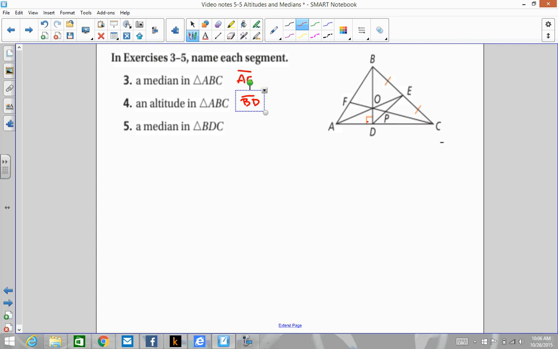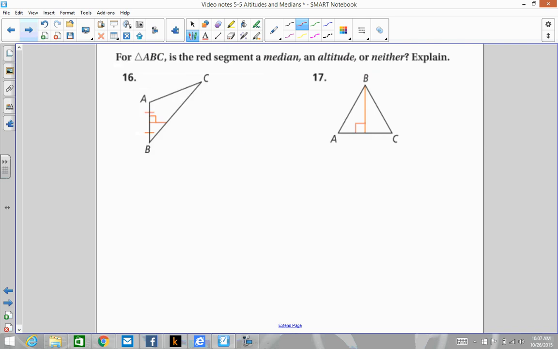And then finally the median for BDC. Now we change our triangle. BDC is a different triangle now. So we have the B, the D, or the C where we start. It has to go to a midpoint, and so that would be DE is our segment there. All right, so on the test, you're going to have to be able to pick out segments that are medians, altitudes, perpendicular bisectors, or angle bisectors.